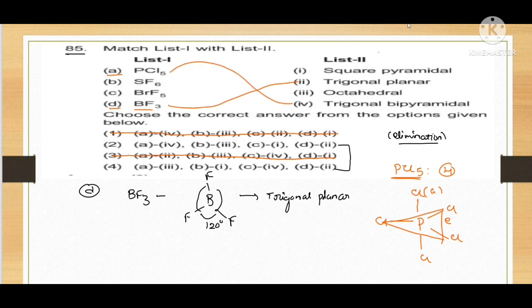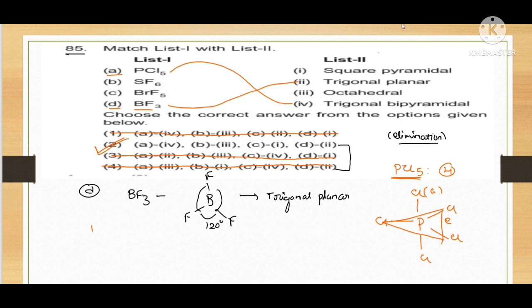Okay, now let us verify the options. A is matched with 4. Only the second option satisfies the above condition. Here A is equal to 3, that means A belongs to octahedral. That means you can easily eliminate option 4 also. Now you are left with option 2. So 2 is our correct answer. You have to verify the remaining options also.